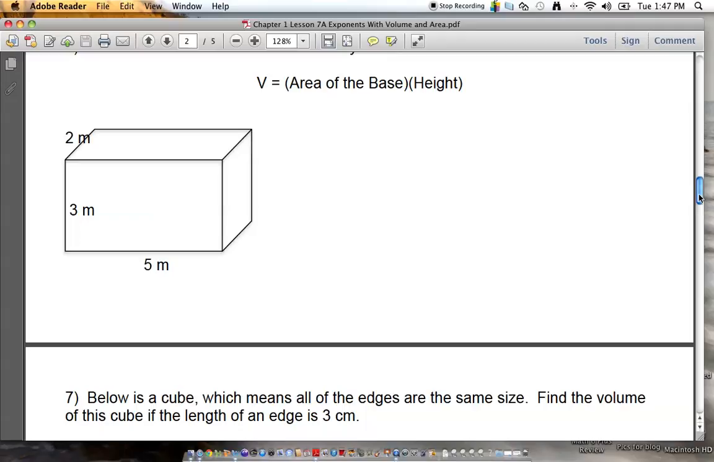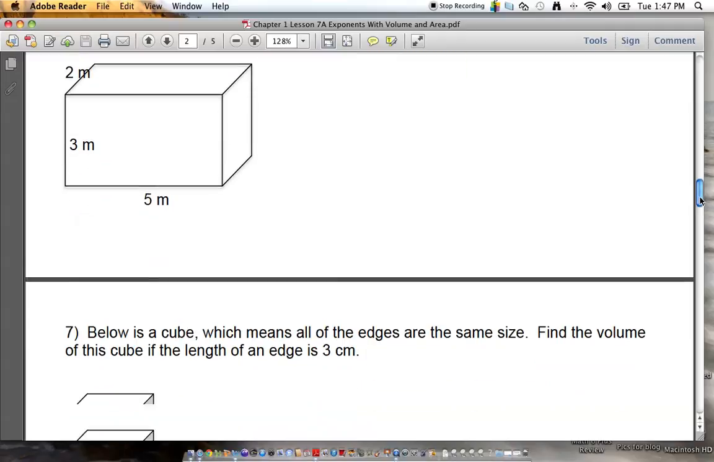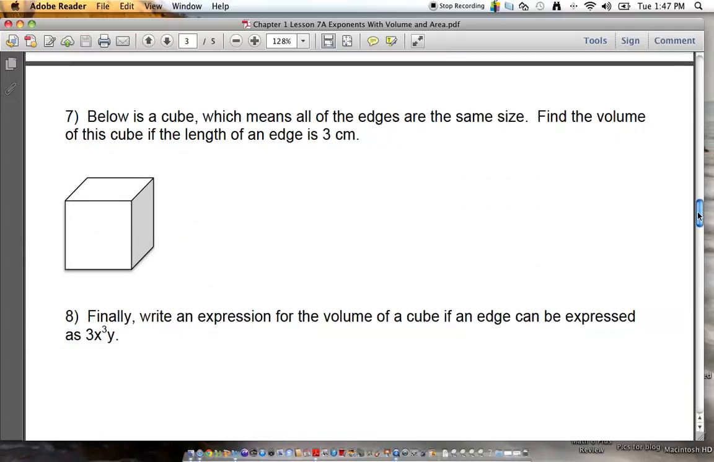So we now get to number 7. Below is a cube, which means all of the edges are the same size. So here's a picture of a cube. Find the volume if the length of an edge is 3 centimeters. All of the edges are 3 centimeters. Find the volume.